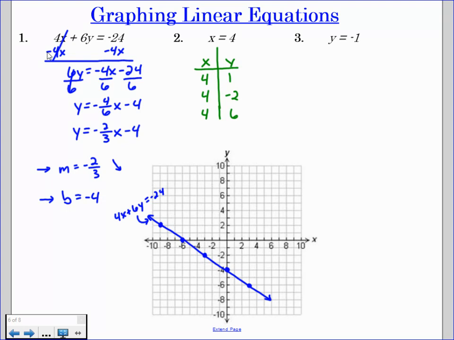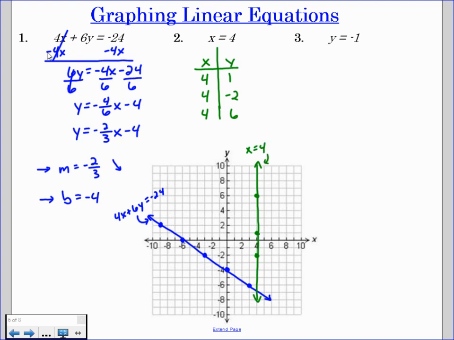Let's think about what that's going to look like. If I have a bunch of coordinates with an x coordinate of 4, if I have 4, 1, 4, negative 2, 4, 6, you should be able to see pretty quickly here that this is just going to be the vertical line going through x equals 4. Okay, so the green line is my equation of the line x equals 4.